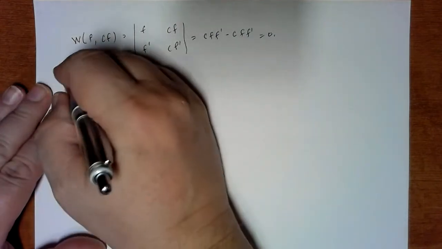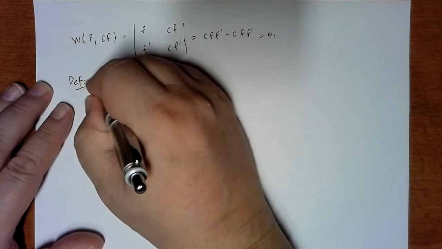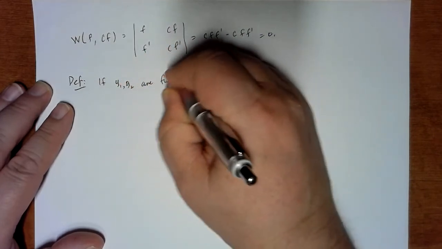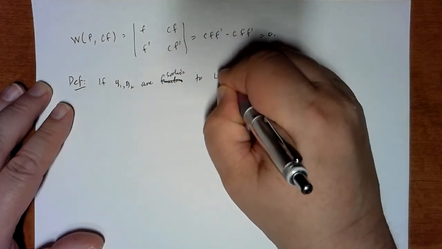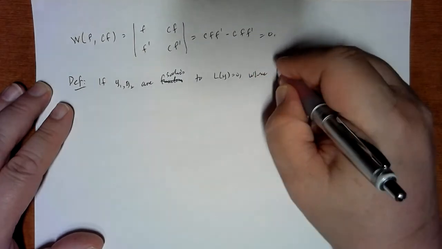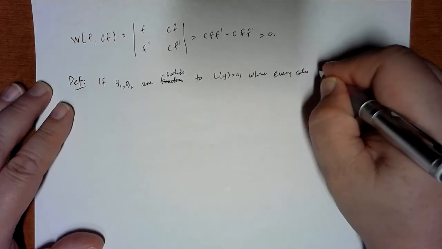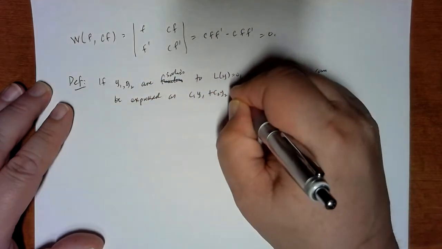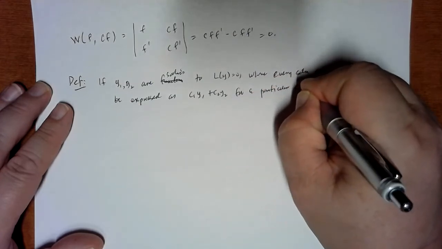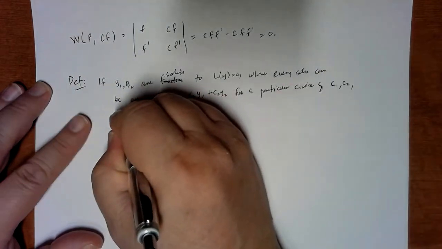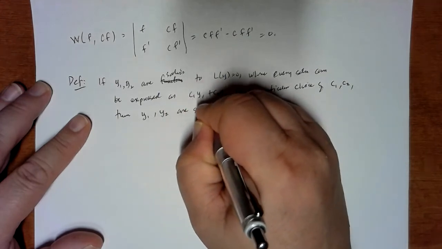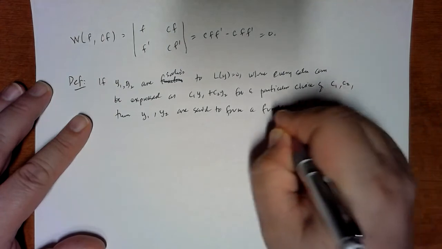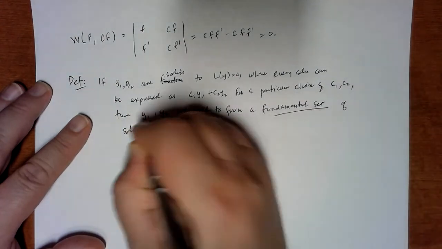What am I doing? I got a definition. Definition. If y1 and y2 are solutions to L of y equals 0, where every or any solution can be expressed as C1y1 plus C2y2 for a particular choice of C1 and C2, then y1 and y2 are said to form a fundamental set of solutions. Good.